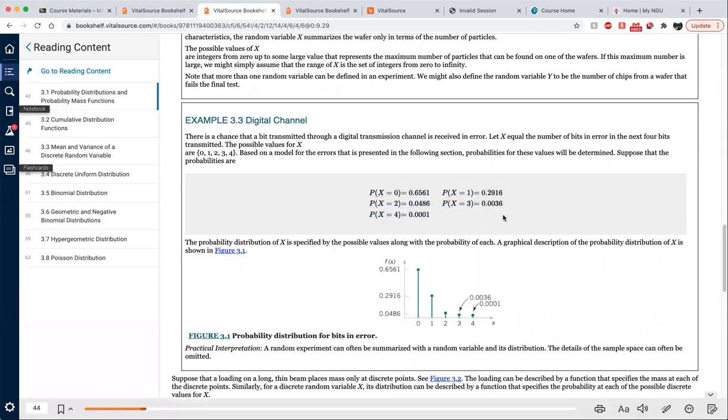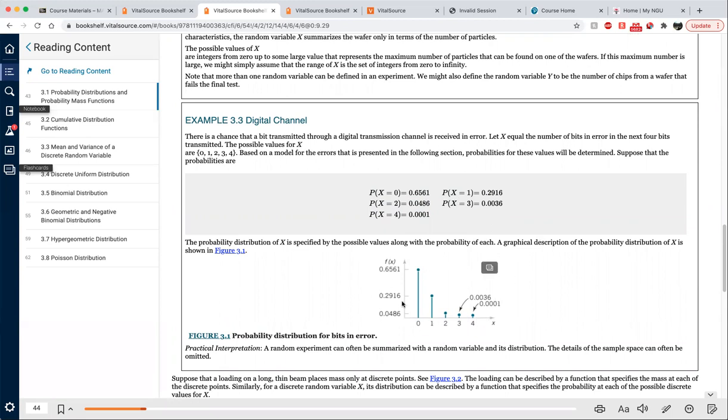Okay, so now the probability. You can see that the random variable is discrete: 0, 1, 2, 3, 4. The probability distribution of x is specified by the possible values along with the probability of each. So this is a probability distribution.